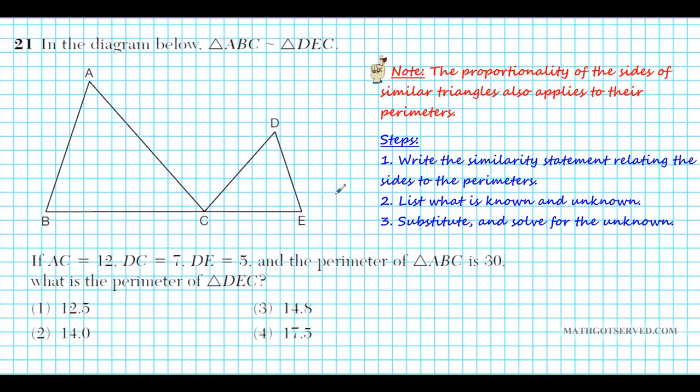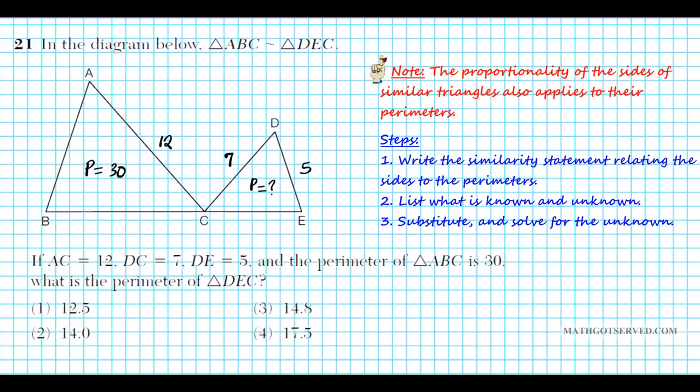Before we write up our statement, let's go ahead and label our two triangles. AC is the longest side of the bigger triangle. That side corresponds to DC, the longer side of the smaller triangle. And then DE is the next side of the smallest triangle, that's 5. And that's basically all we have. Then we're told that the perimeter of triangle ABC, the bigger triangle, is 30, and we're asked to find the perimeter of the smaller triangle.